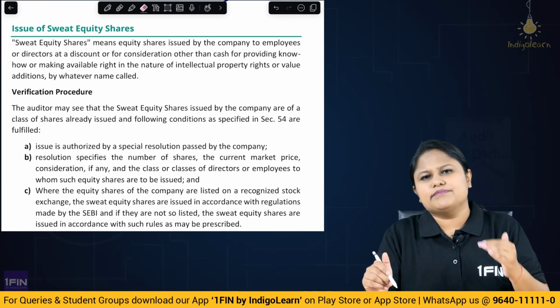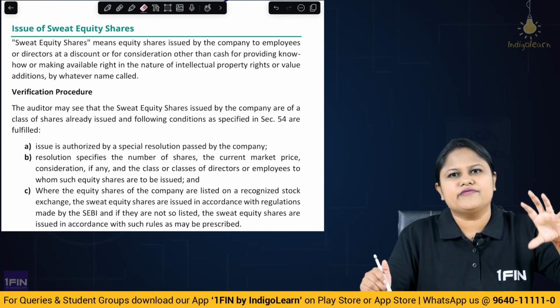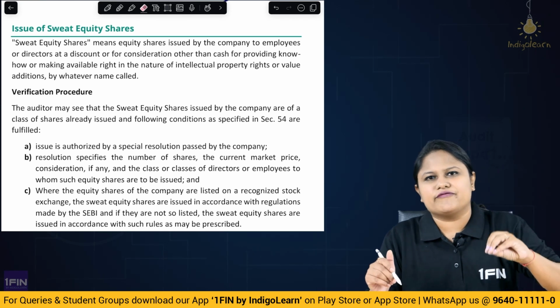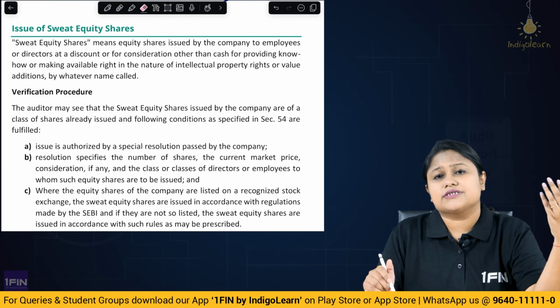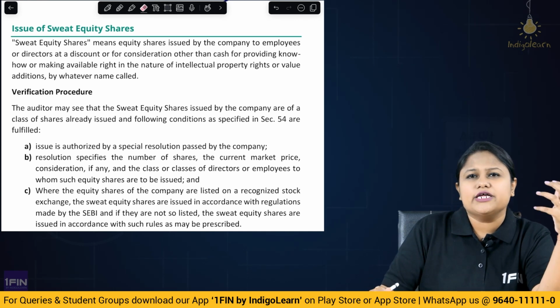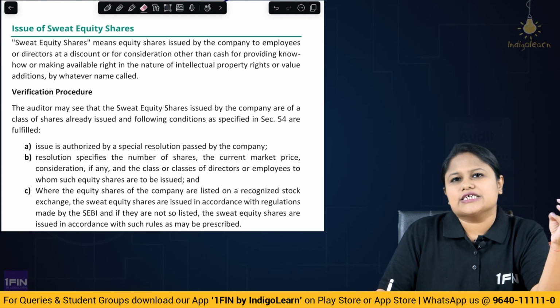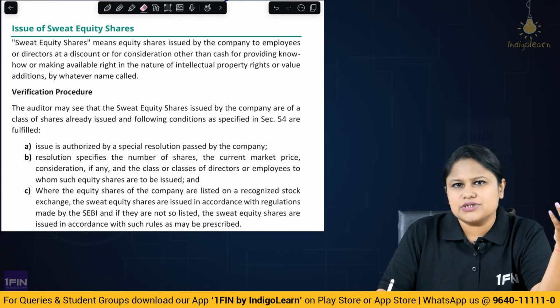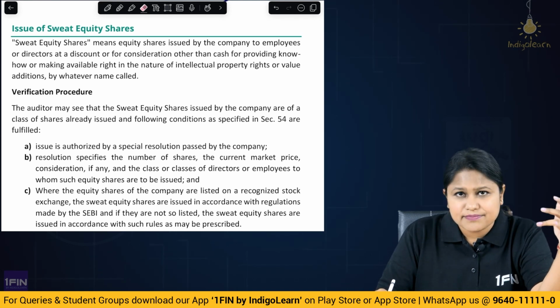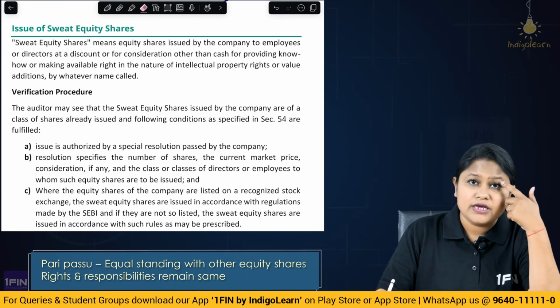Also understand, some parts are not covered in the material, but you can elaborate much better. If you have a question only for section 54, like how do you verify the issue of sweat equity shares, you can bring forward all your knowledge from what you study in company law. In company law, you also study that the shares issued should be of a class of shares which have already been issued, correct? When sweat equity shares are issued, after allotment they will rank pari passu, that is, with equal standing with other equity shares. Their rights and responsibilities will remain the same, correct?